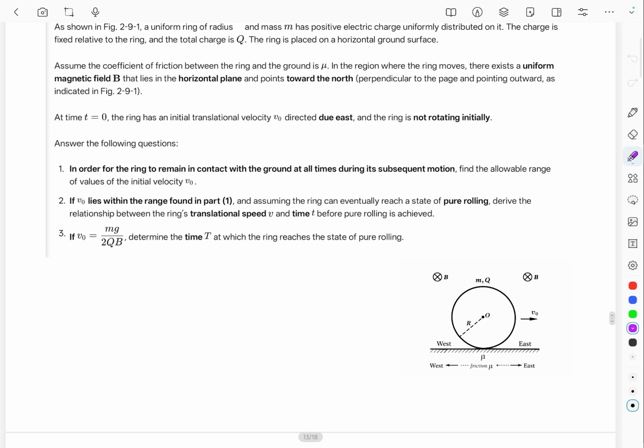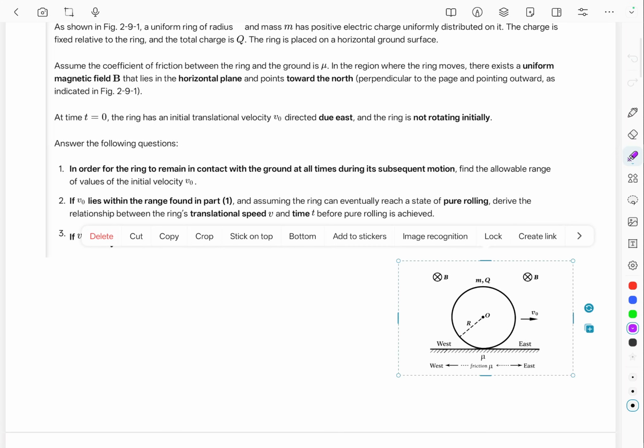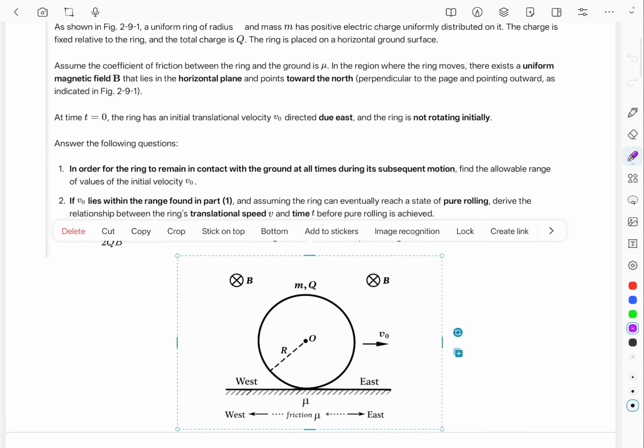The second question is: if part 1 holds, and that velocity range is assumed, then what is the relationship between v and t? And the third question: if a specific value of v0 is given, we have to find the time at which the ring attains pure rolling. So let's begin the discussion. This is the diagram.